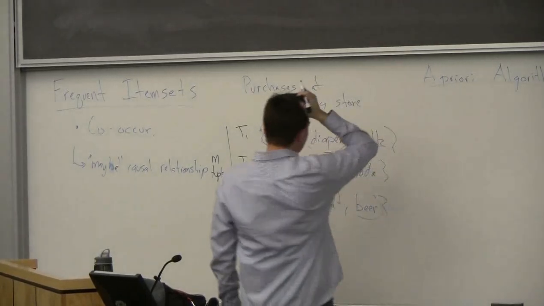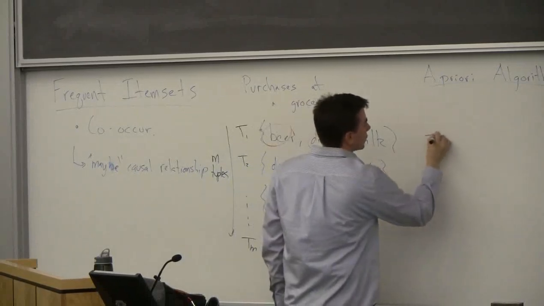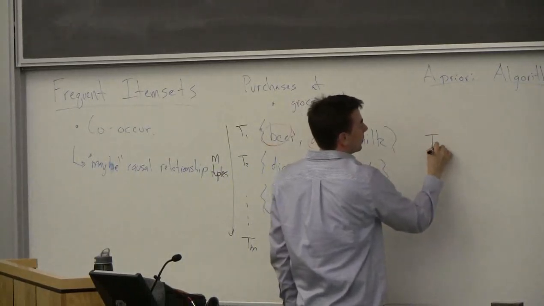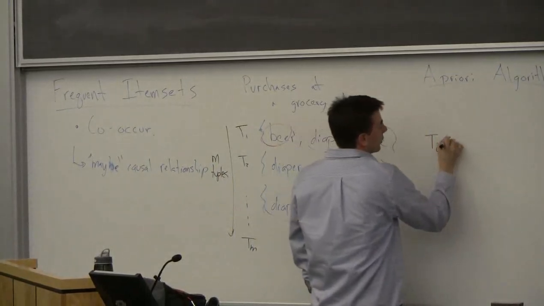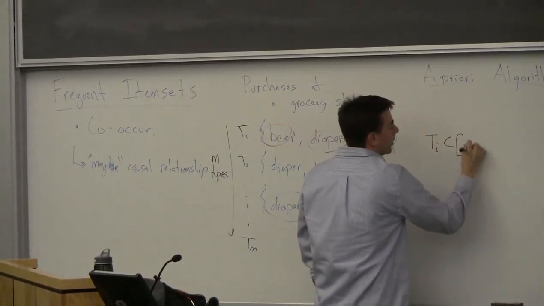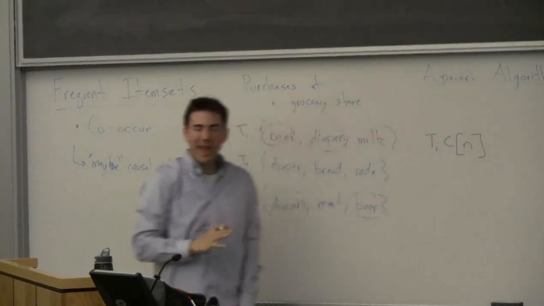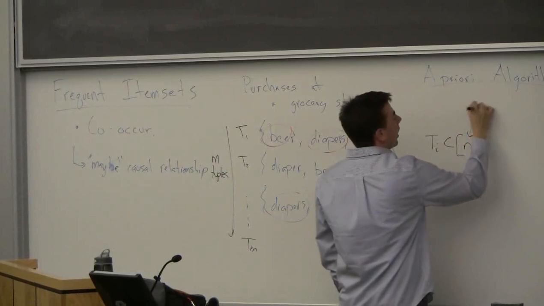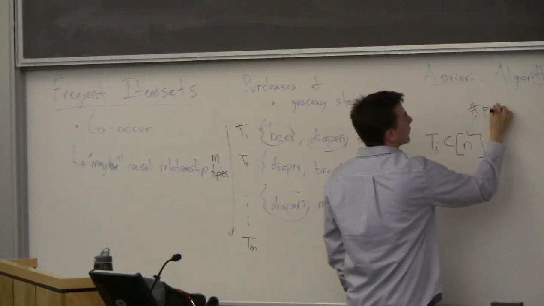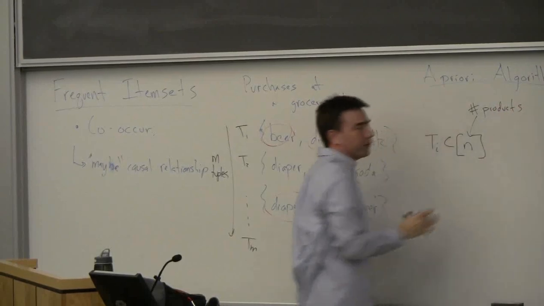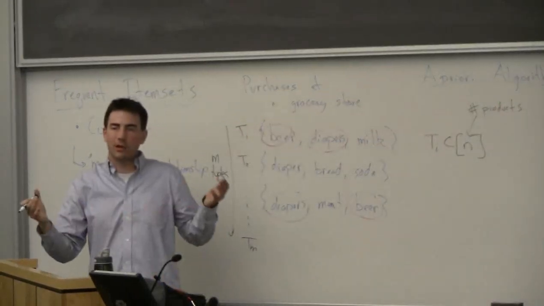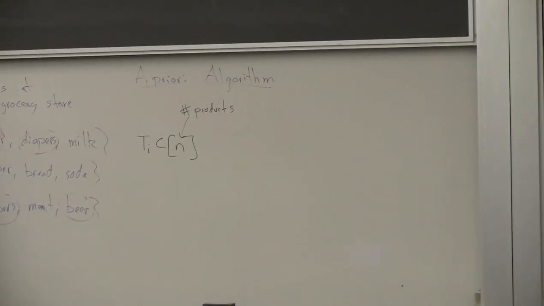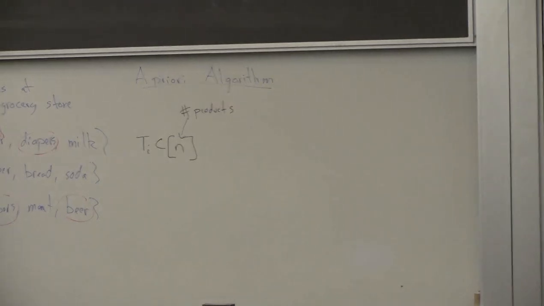And then you also want to say each tuple Ti is going to be a subset of some domain n. So n is the number of products. If you're a grocery store, you're going to have a lot of different things that you sell, but you probably know every single thing you sell. You have a database of these things. This is not too big that you don't know what it is.